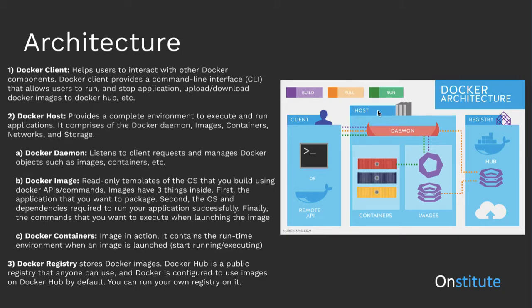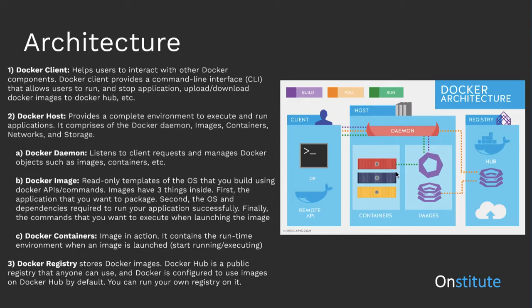The next one is the major component, the Docker host, which is the core component of Docker. It provides the complete environment to execute and run your Docker application. It comprises of Docker daemon, Docker images, and Docker containers, along with the networks and storages required for the virtualization. So, what is Docker daemon? Docker daemon is a process which runs in the background and listens to the client request and manages the Docker objects, other Docker objects such as images and containers.